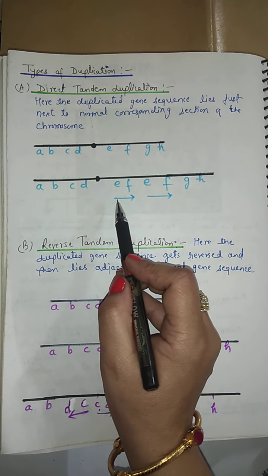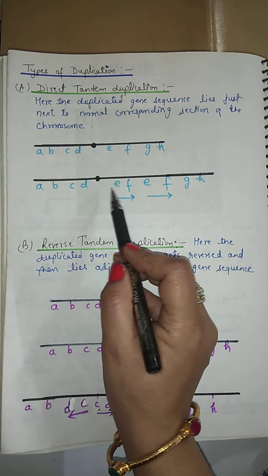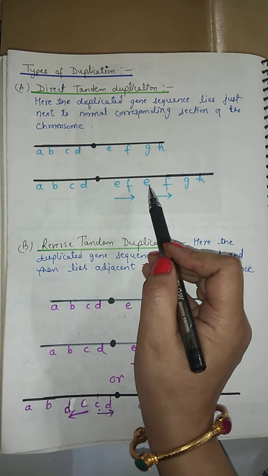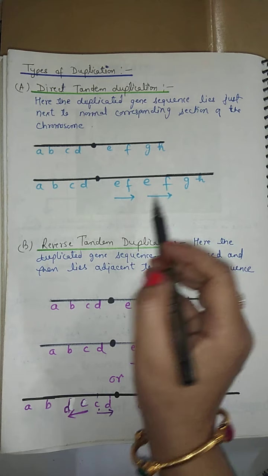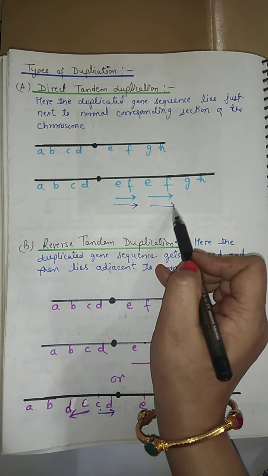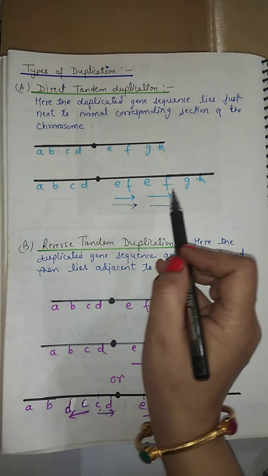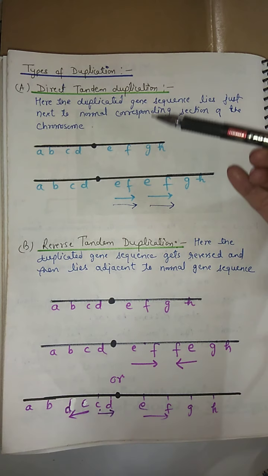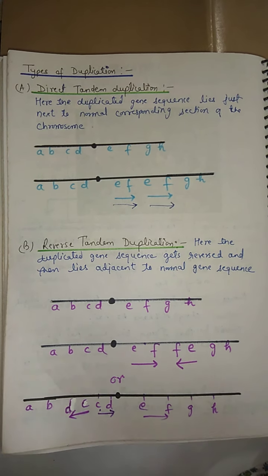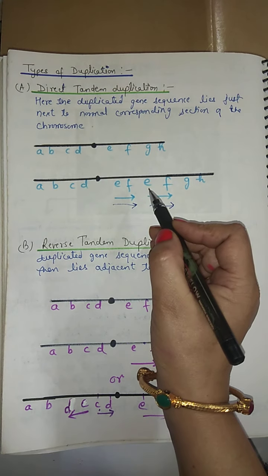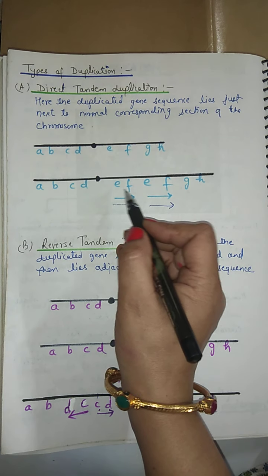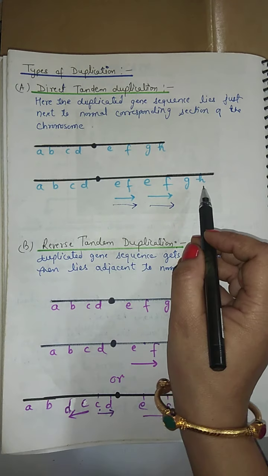Due to the duplication, the EF gets duplicated. As you can observe here, this EF is repeated again as EF, and the sequence is the same as it was earlier in the arm. The direction is the same, and this type of duplication is called direct tandem duplication. So we can observe that the sequence of genes is the same as it was earlier on the chromosome.